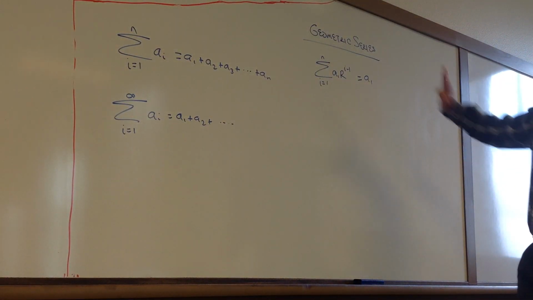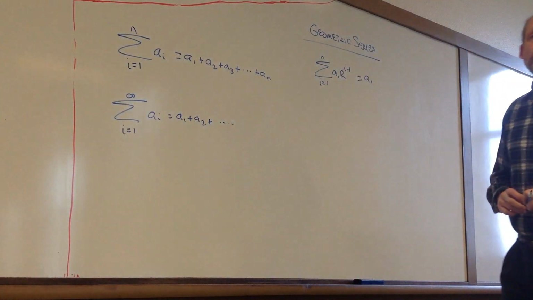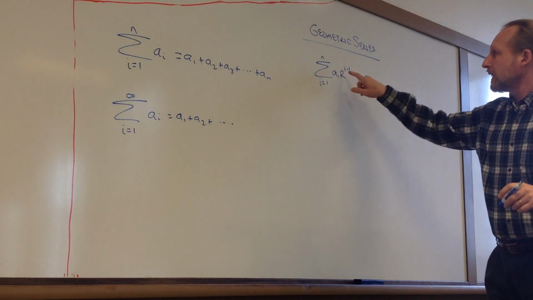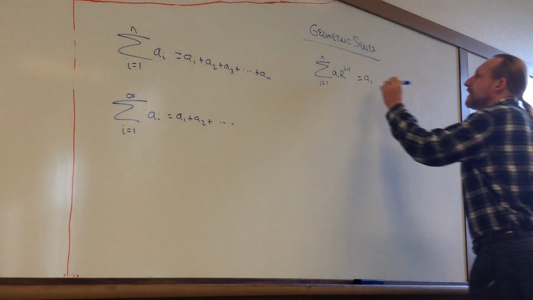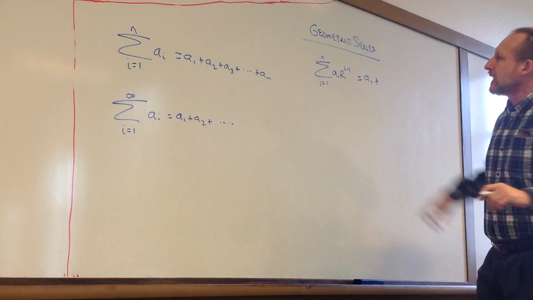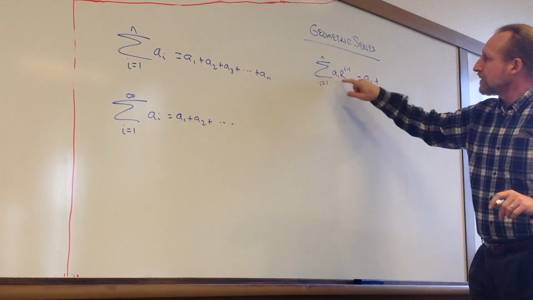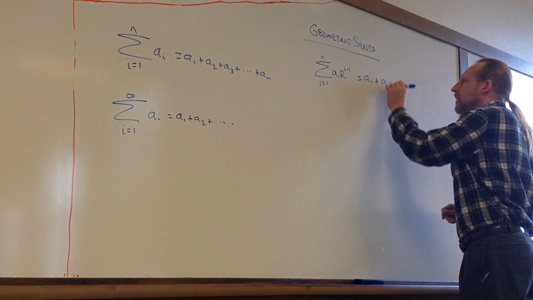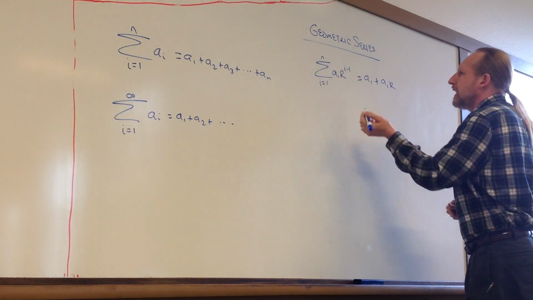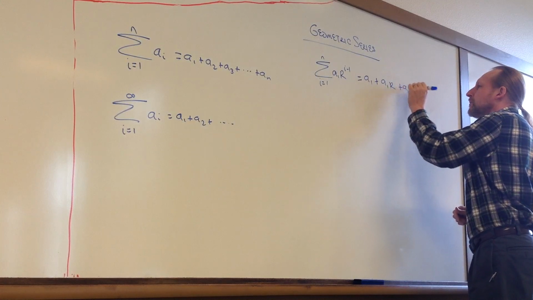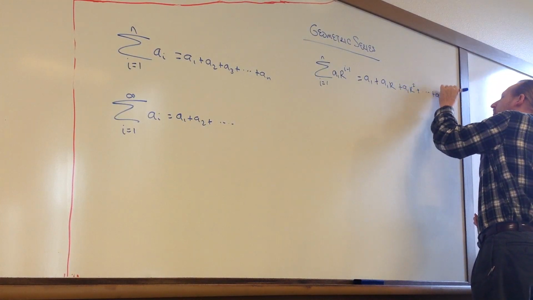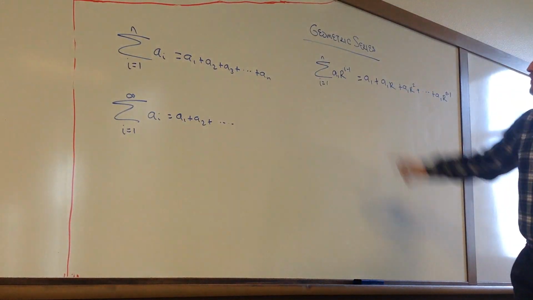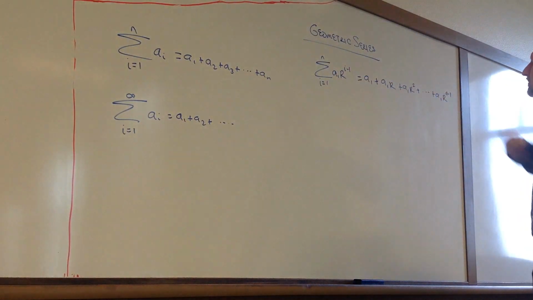And you may get geometric series that are not in standard form. You can always just plug in 1 for the index to find out what the first term is. Now, if we plug in 2, then this will be a sub 1 times r. And if we plug in 3, it'll be a1 r squared, and so on, up to a1 r to the n minus 1 when we plug that n in there.